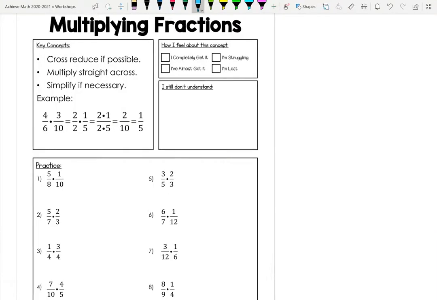So just remember, pause, take a moment, write out your key concepts in your notebook about multiplying fractions, and make sure you take a moment to reflect about how you feel about this concept when you're done.